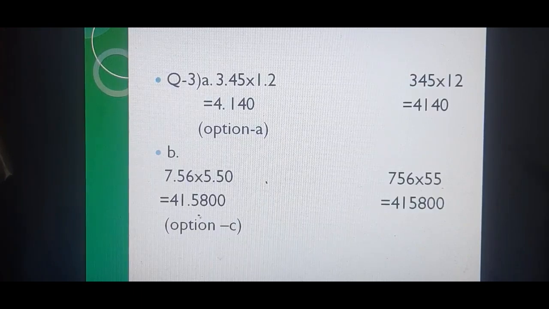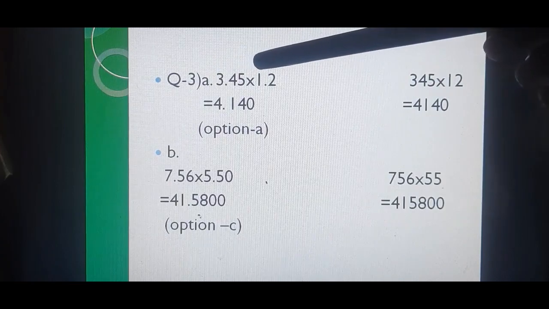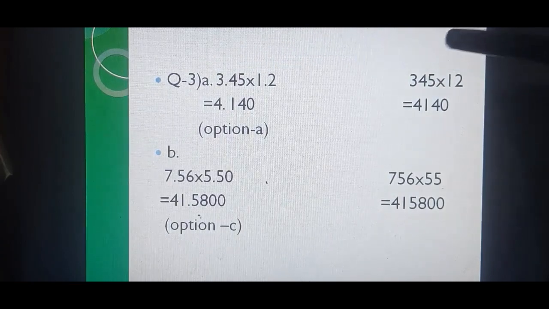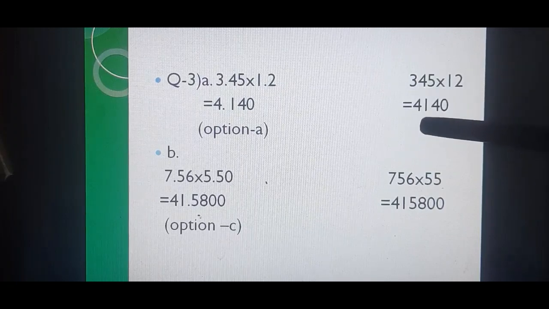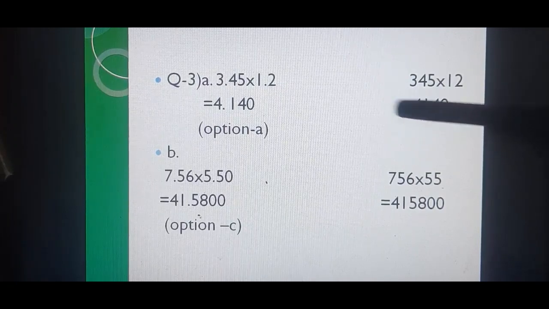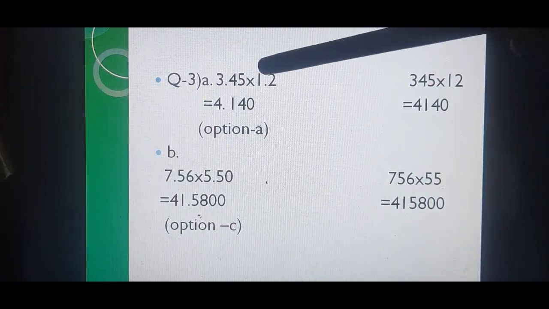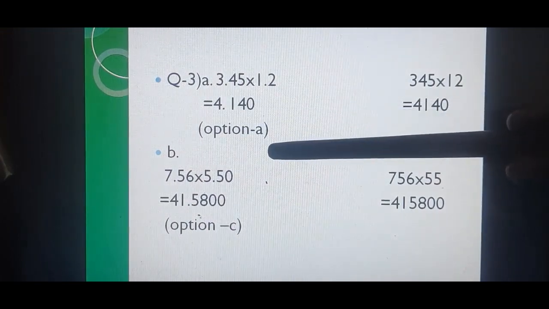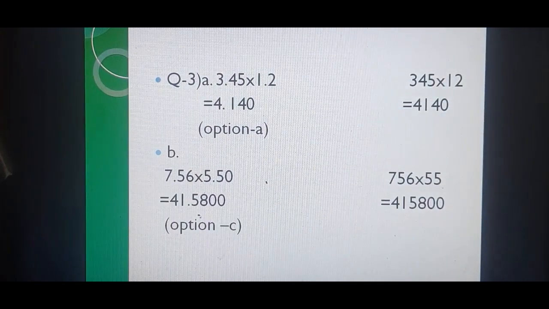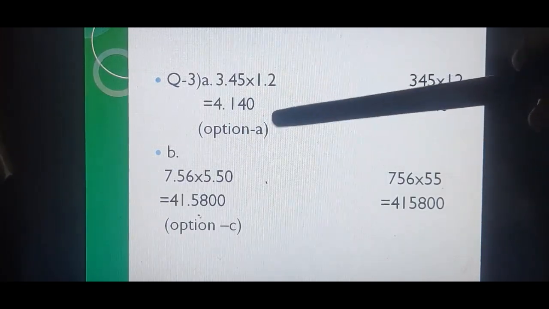Question number 3. Options were given. A part 3.45 multiply by 1.2. If you have done multiplication in rough column, definitely you got the answer 4140. Now after decimal, there should be 3 digits in your answer. So our answer will become 4.140, which is your option A. So you will put tick mark in your book if you are doing in book. Option A is correct. If you don't have book, then you have to solve in your notebook.